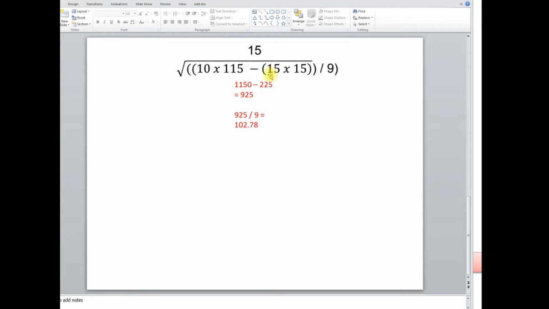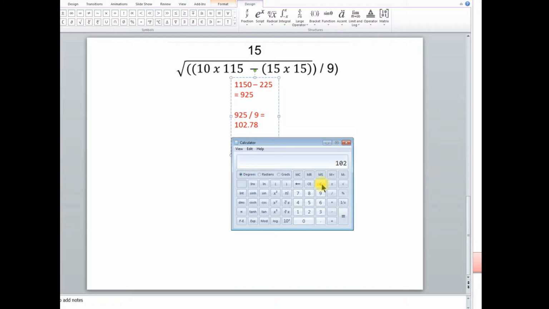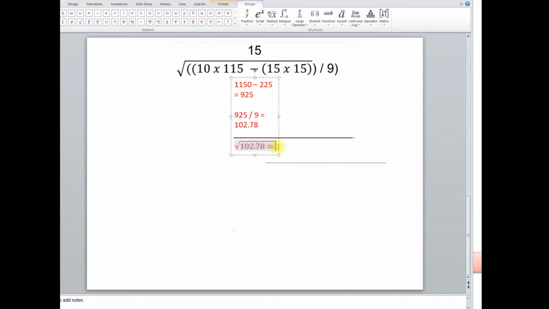We've done 10 times 115 minus 15 times 15 and divided it all by 9 to get 102.78. So the bit underneath here is 102.78. What we have to do now is get the square root of that and divide it by 15. So how we do that is going to be a little trickier. So let's find the square root of 102.78. The square root gives us 10.14.